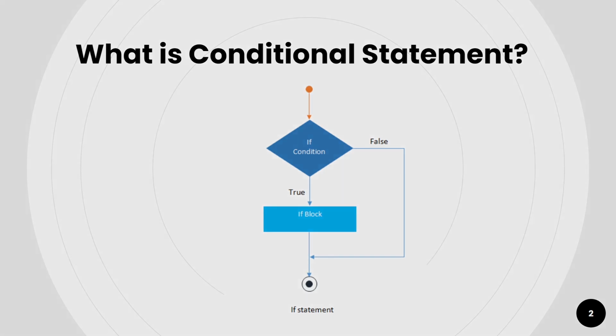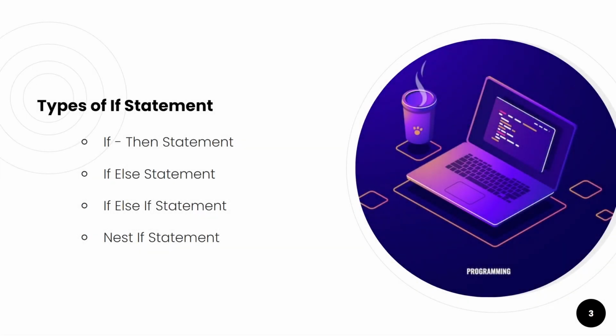So, the major type of conditional statement is the if statement. There are four types of if statements available: if statement, if else statement, if else if statement, and nested if statement. The Java if statement is used to test these conditions, whether true or false, like I said before. So let us dive into the first type, the if then statement.